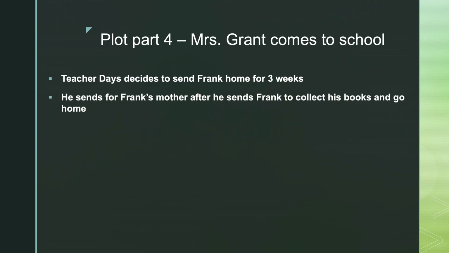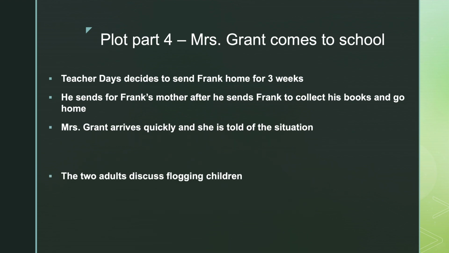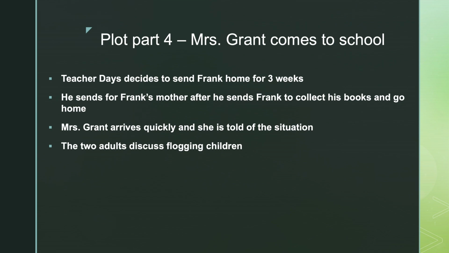He sends for his mother. Why did he not send Frank with the note for his mother? Go read it and find out and put the answer to that question in the comments. Instead, he sends Frank to collect his books and to go home. Mrs. Grant gets to school and she is quickly apprised of the situation.